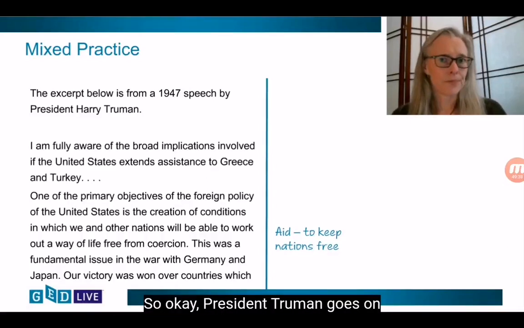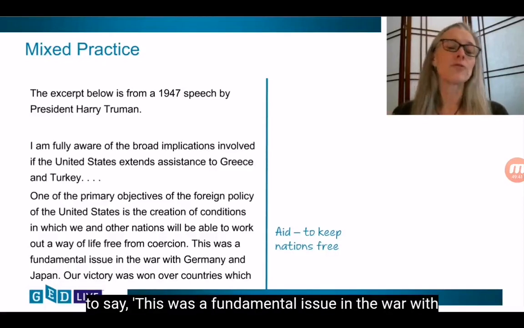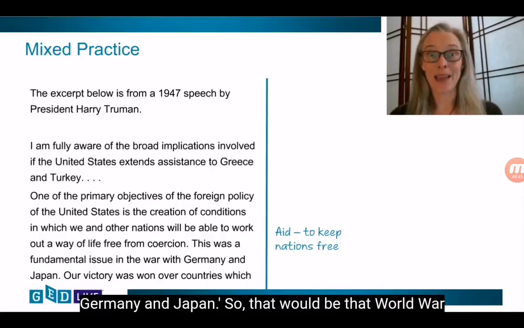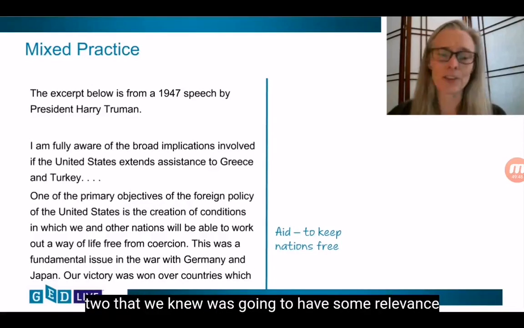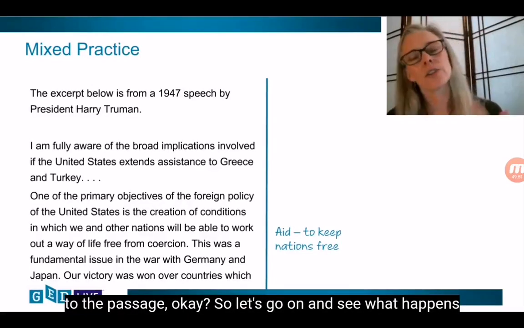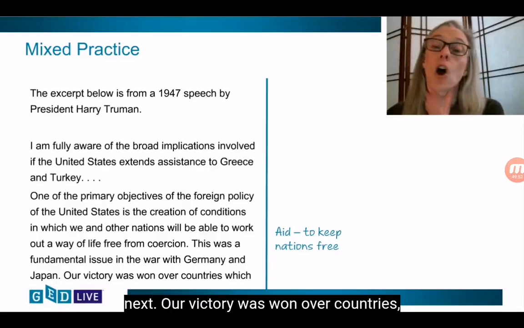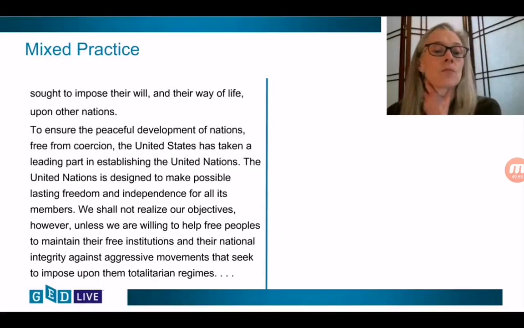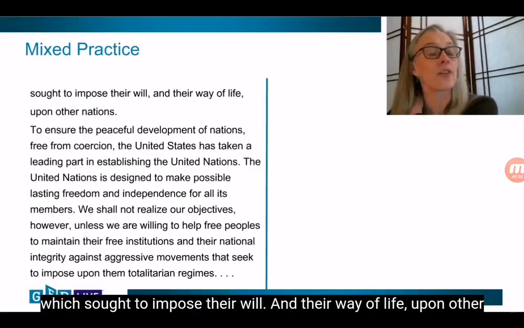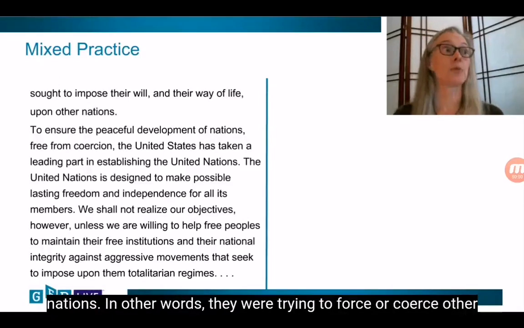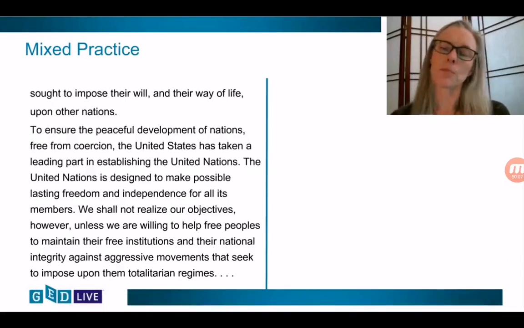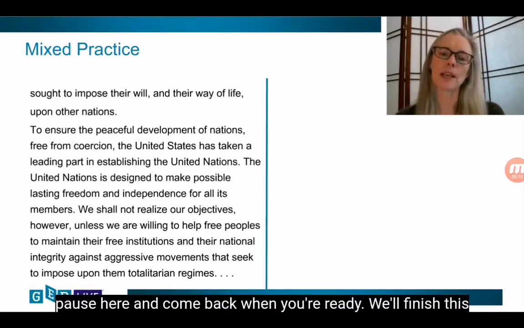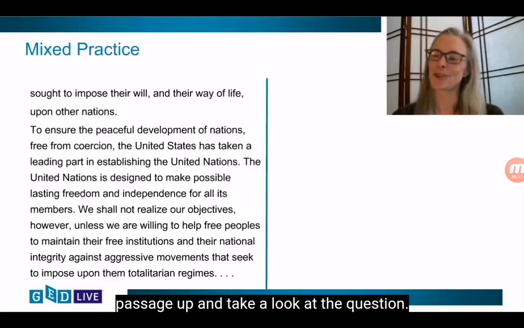So, okay. President Truman goes on to say this was a fundamental issue in the war with Germany and Japan. That would be World War II, which we knew was going to have some relevance to the passage. Okay, so let's go on and see what happens next. Our victory was won over countries which sought to impose their will and their way of life upon other nations. In other words, they were trying to force or coerce other nations to be like them. So go ahead and keep reading. You can pause here and come back when you're ready. We'll finish this passage up and take a look at the question.